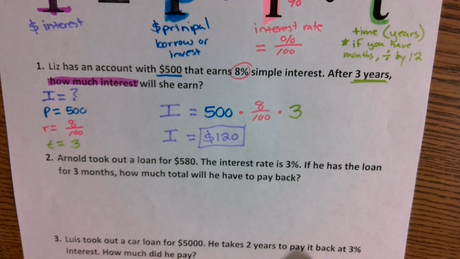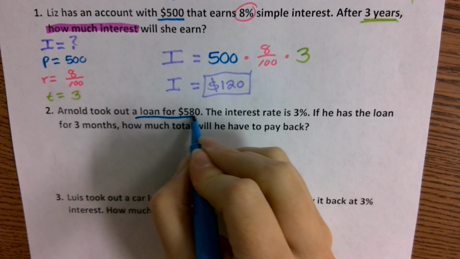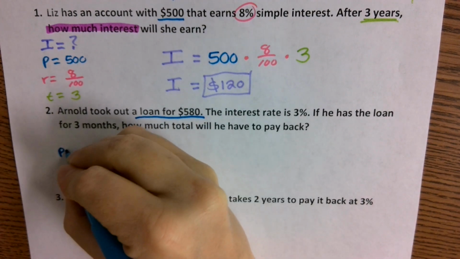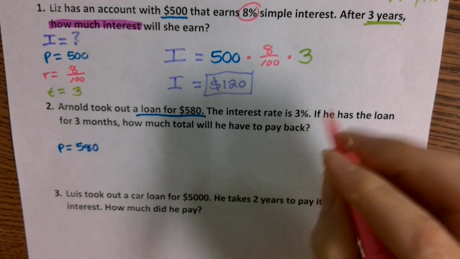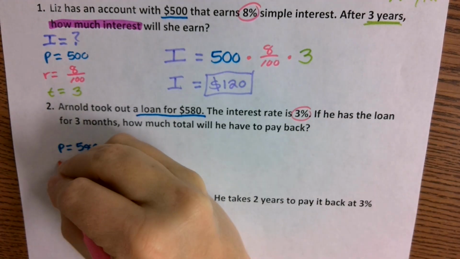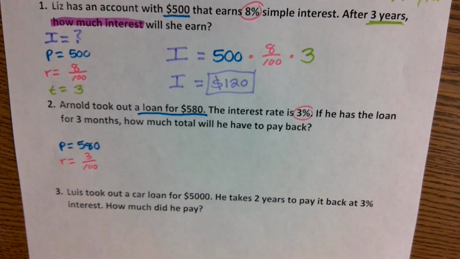Okay, let's take a look at problem number 2. Arnold took out a loan. So we see a loan for a money amount. It's a loan for 580. I know that represents my principal is 580. The interest rate is 3%, so there's my R. It's 3 over 100.